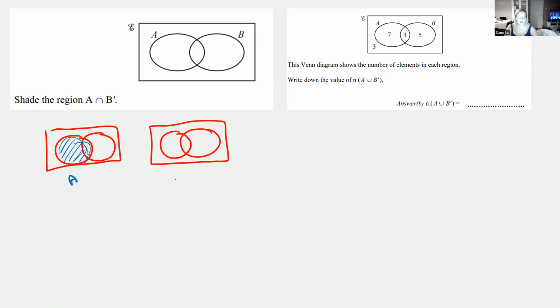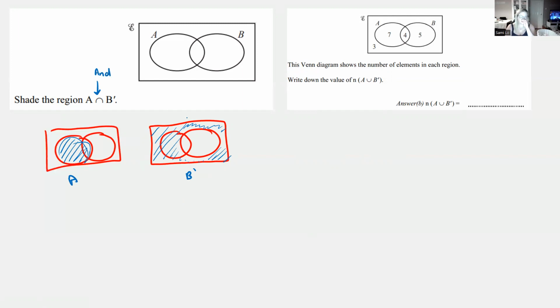So that's A. And this one is not B. So not B is going to be that outside part, everything that isn't B. There we go. This time we've got an N, so it means it has to happen in both.